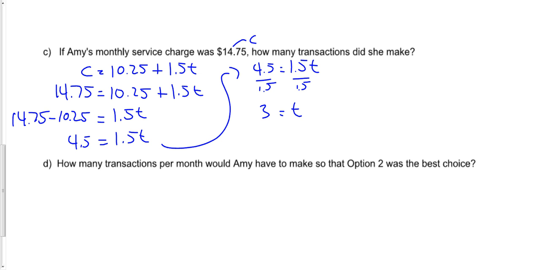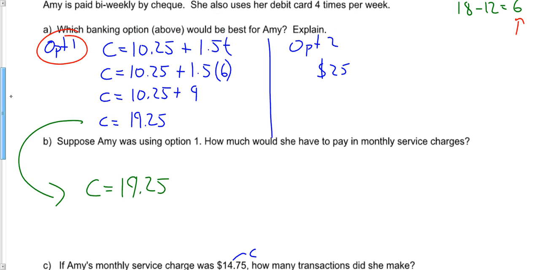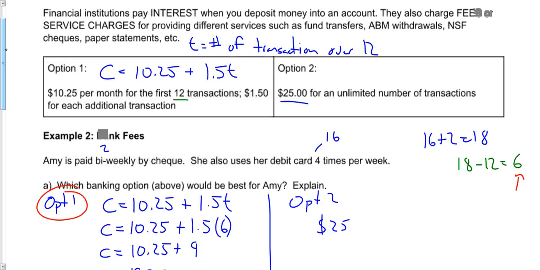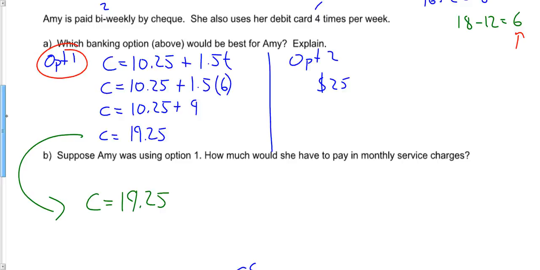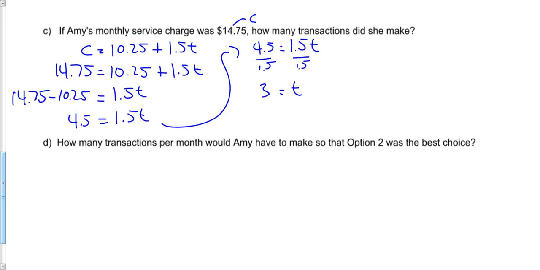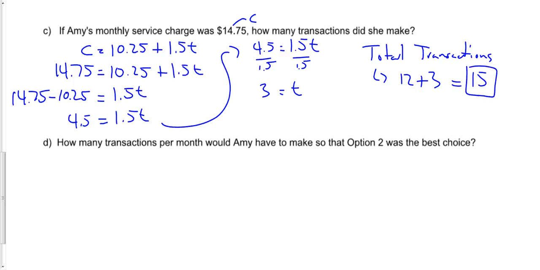Okay. Now we know that T is the number of transactions over 12. So if there's a T value, then we know that she's got to have at least 12 transactions. So in this case, the total transactions is going to equal 12 plus 3 for a grand total of 15 transactions.